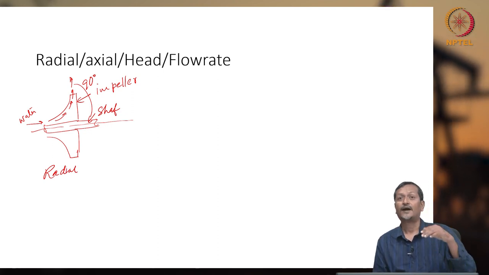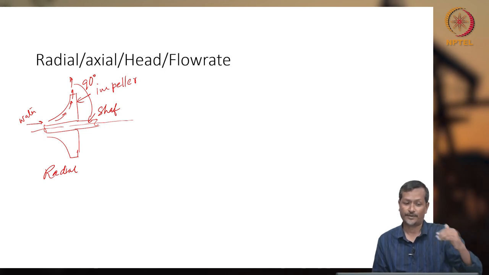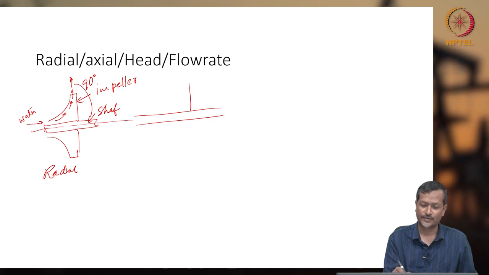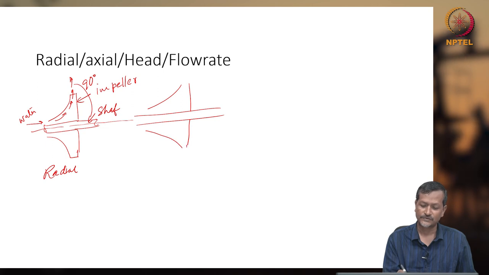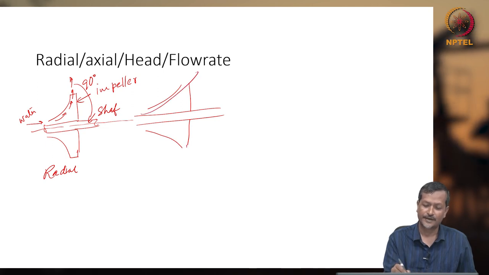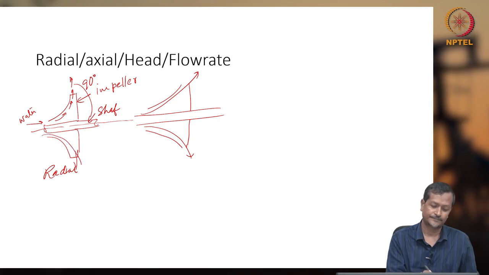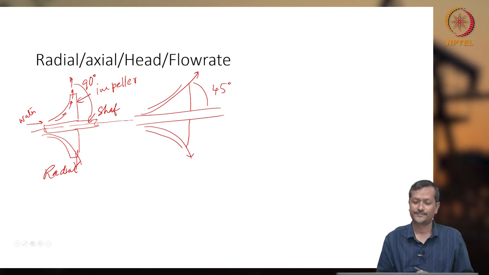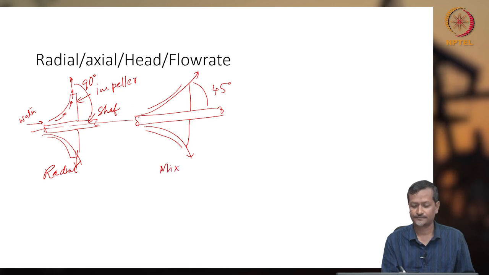Radial flow impeller will have higher pressure development, high head, but flow rate can be lower. Another type of impeller is called mixed flow impeller. I can draw a similar figure, and fluid will be entering like this and exiting like this. You can see this is almost 45 degrees. So, a similar sort of arrangement. This is called mixed flow impeller.